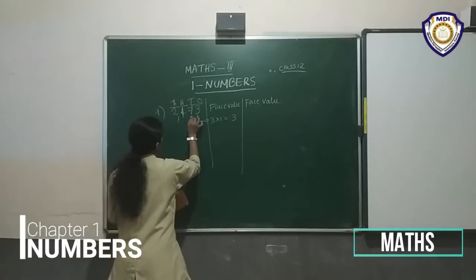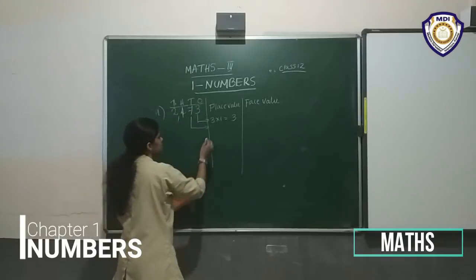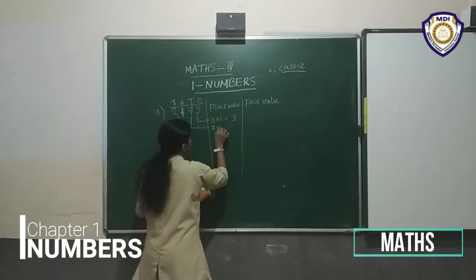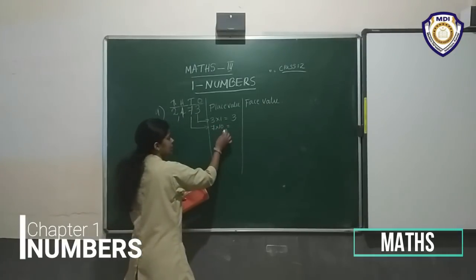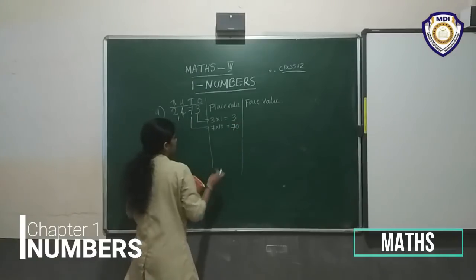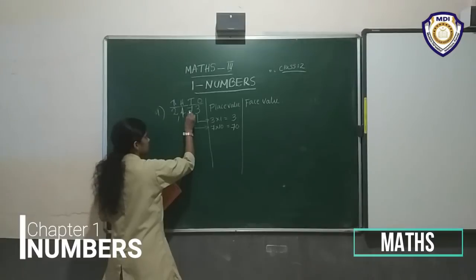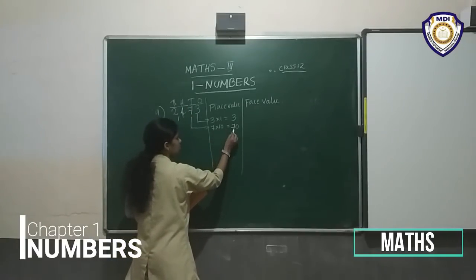Then place value of 7. 7 is in the tens place. 7 tens are 70. 7 into 10, 70.